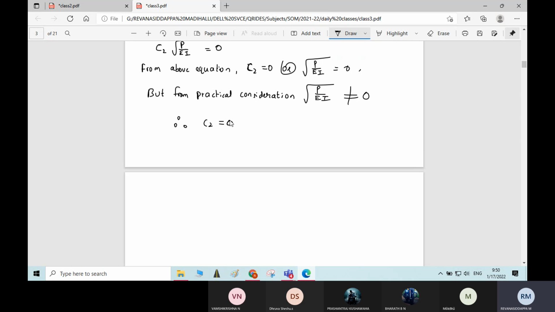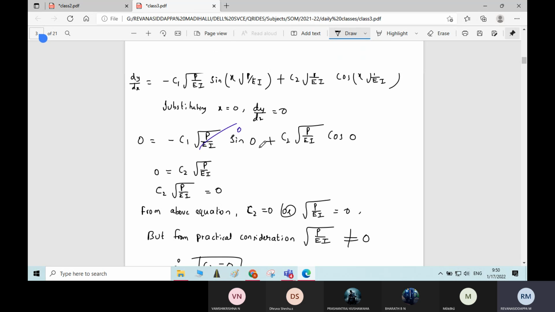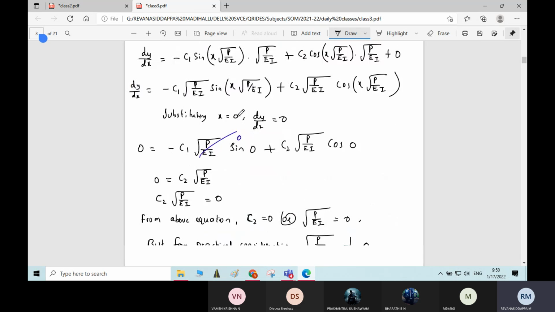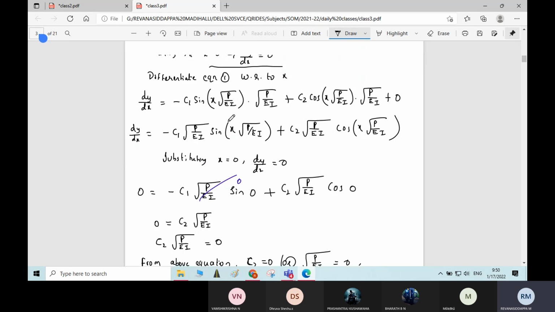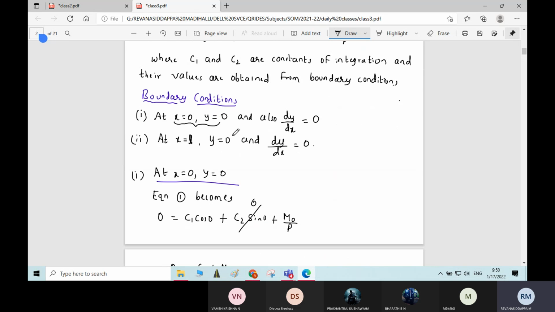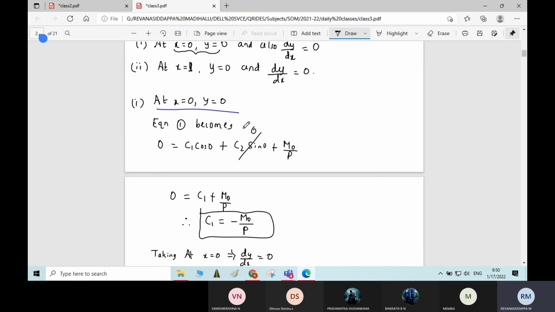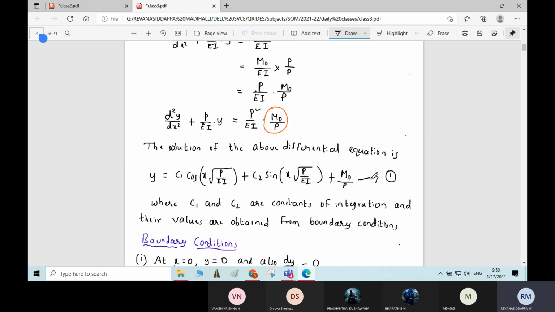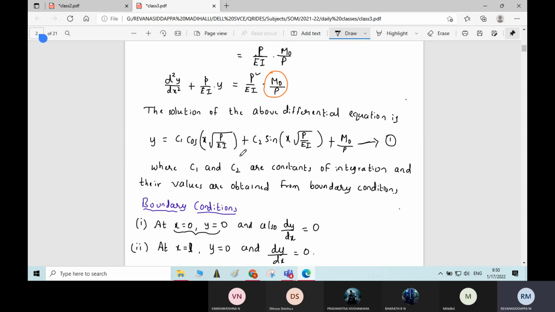C2 equal to 0. Now we got the values of constants C1 and C2. C1 is equal to minus m naught by P, C2 is equal to 0. Same C1, C2 values we substitute in this equation 1. Substitute the values of C1 and C2 in equation 1.